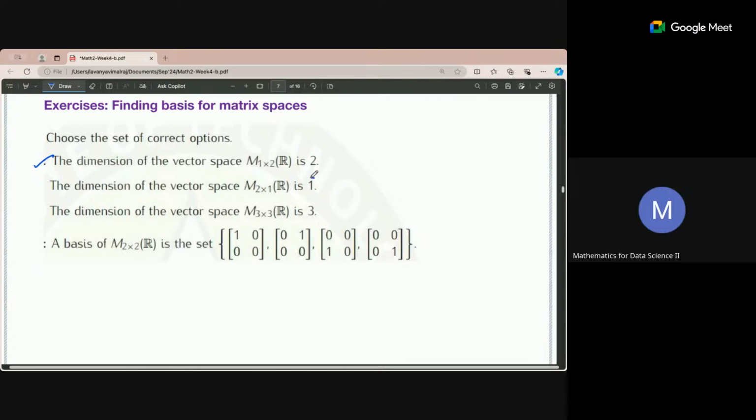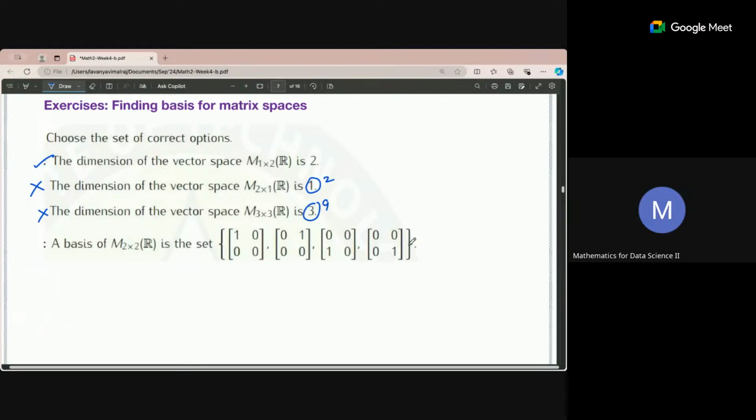Is this correct? No, ma'am. Should be 2, right? The dimension of the vector space M3 by 3 of R is 3. It's not correct. It should be 9, right? 3 squared is 9.